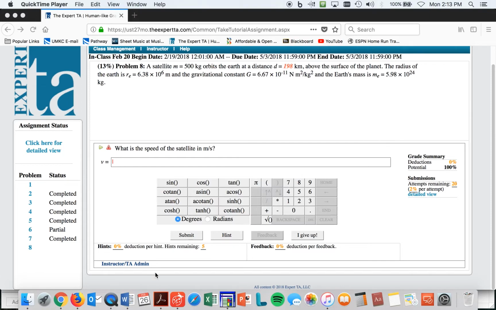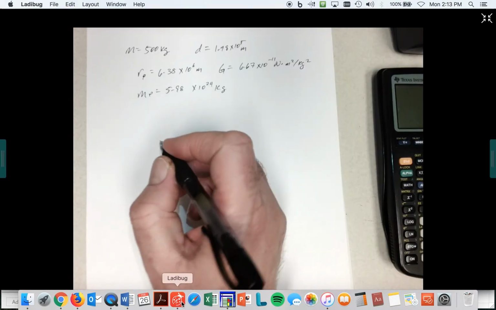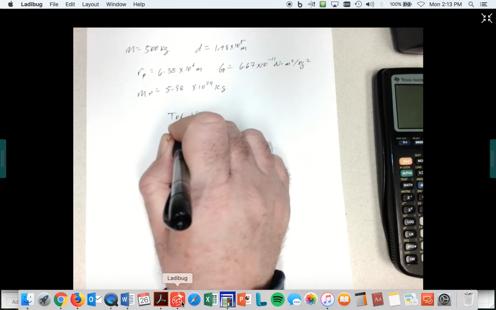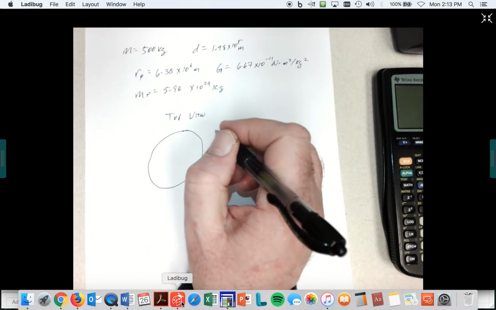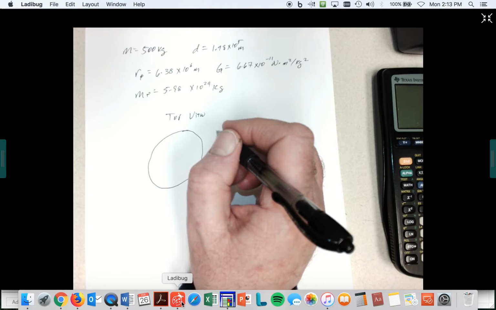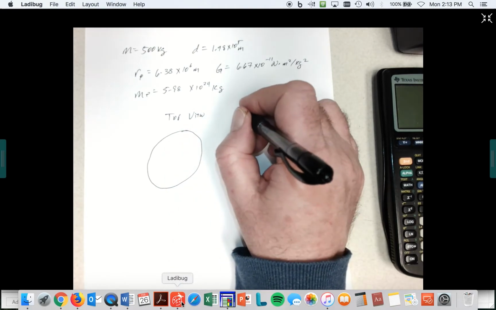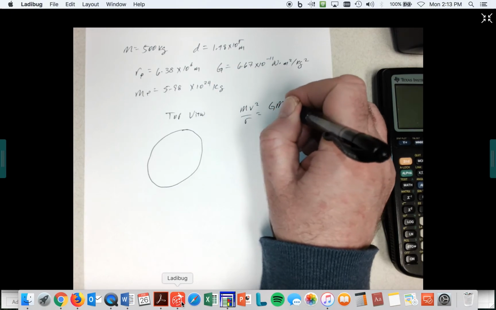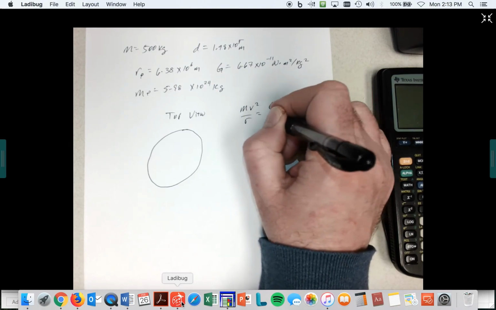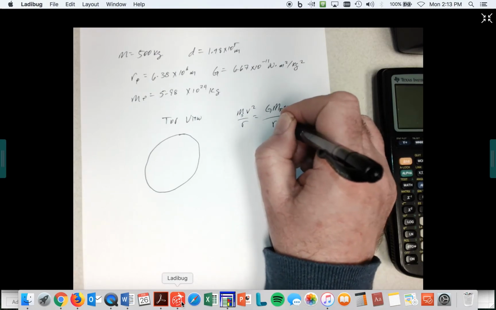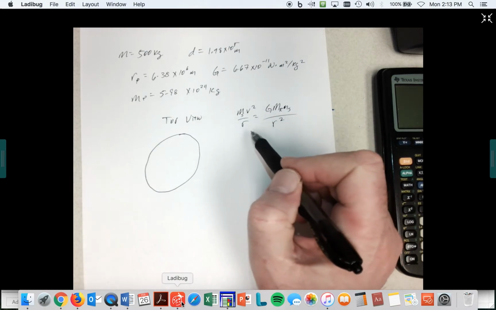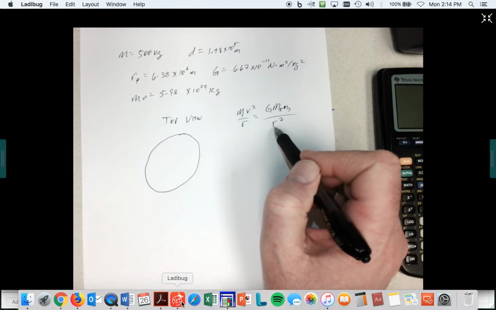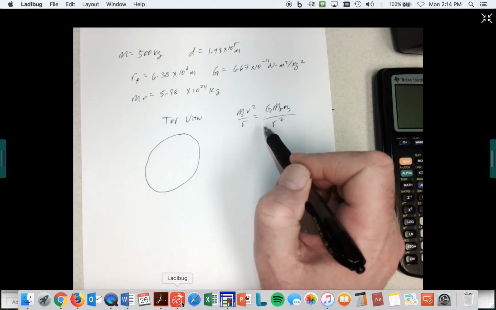All right, so we've got all this down. Now, here's what I'm talking about. Top view: here's the big old Earth, and here's a spy satellite. This is a spy satellite because this thing's moving fast, the closer it gets to Earth. We know that mv squared over r is equal to G times M of the Earth times m of the satellite, divided by r squared. Now, the smaller this r gets, the bigger the velocity gets.